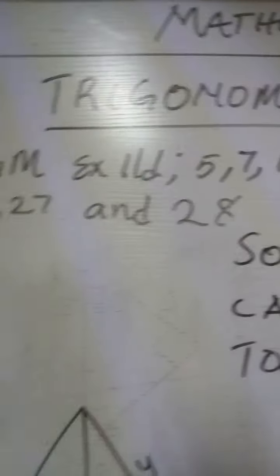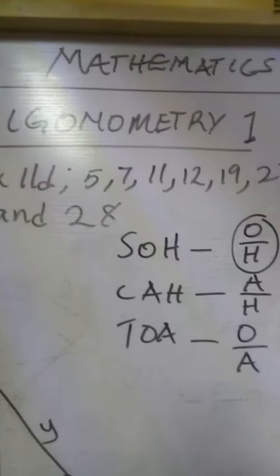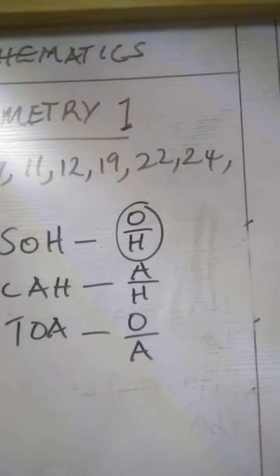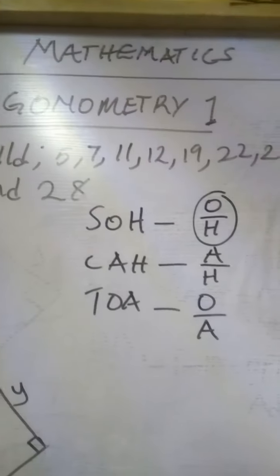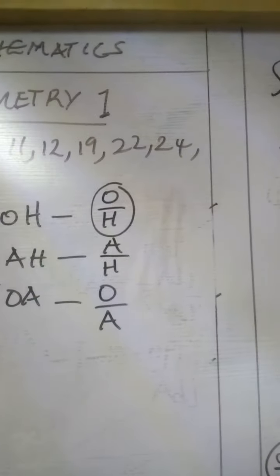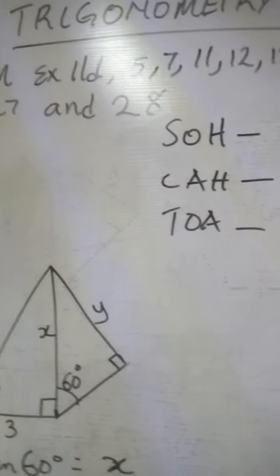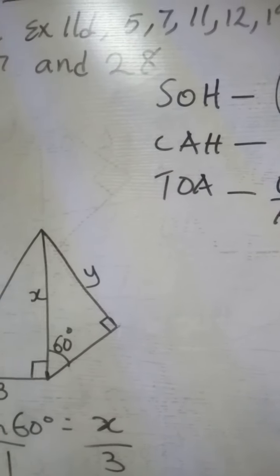We come to the end of this series of exercises from New General Mathematics Exercise 11 for Senior School Book 1, numbers 5, 7, 11, 12, 19, 22, 24, 25, 27, and 28. And with this, I want to believe that when you see any question on trigonometric ratio in any of your exams coming forward, success is yours.